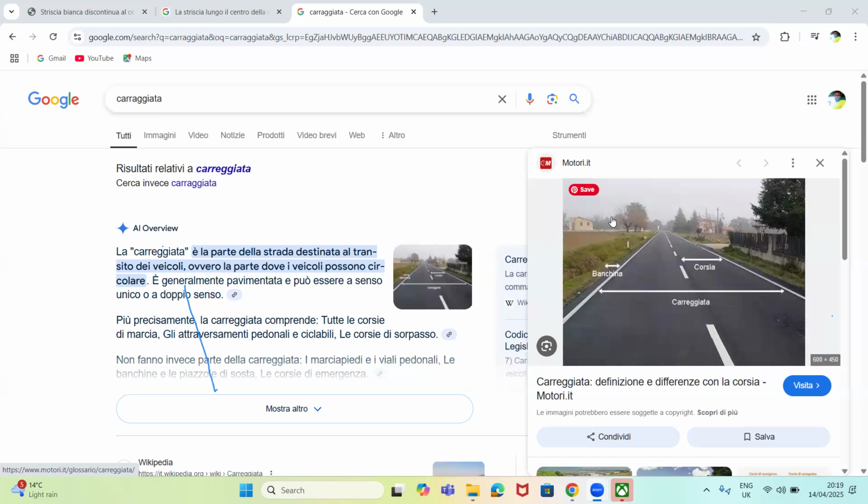In a situation of doppio senso, and the writer is telling us that there is a discontinuous line in the center of the carreggiata, if I want to turn to my left, I have to stay in the center of the carreggiata. Mr. Ifeanyi, on that question.